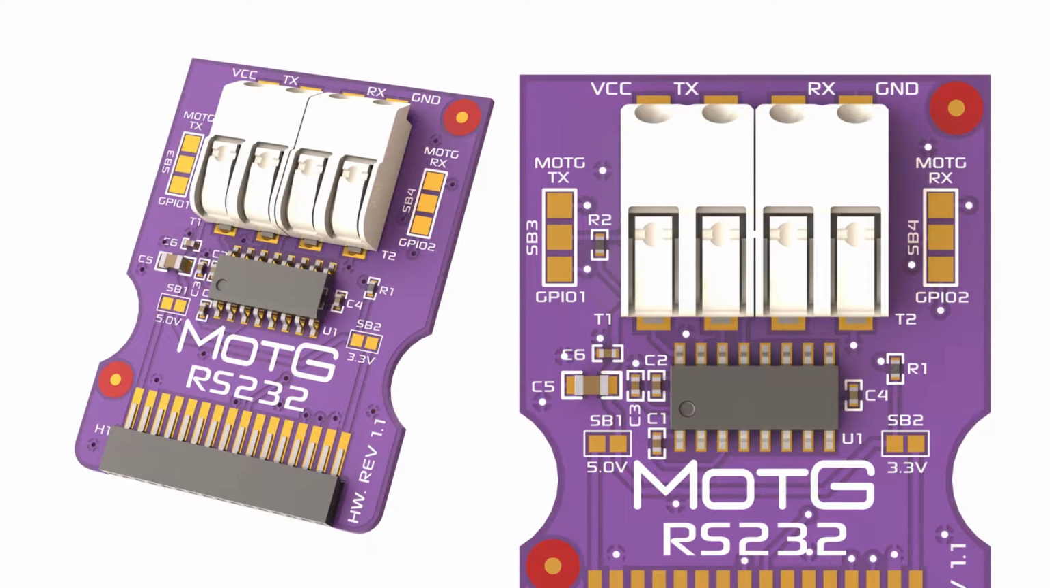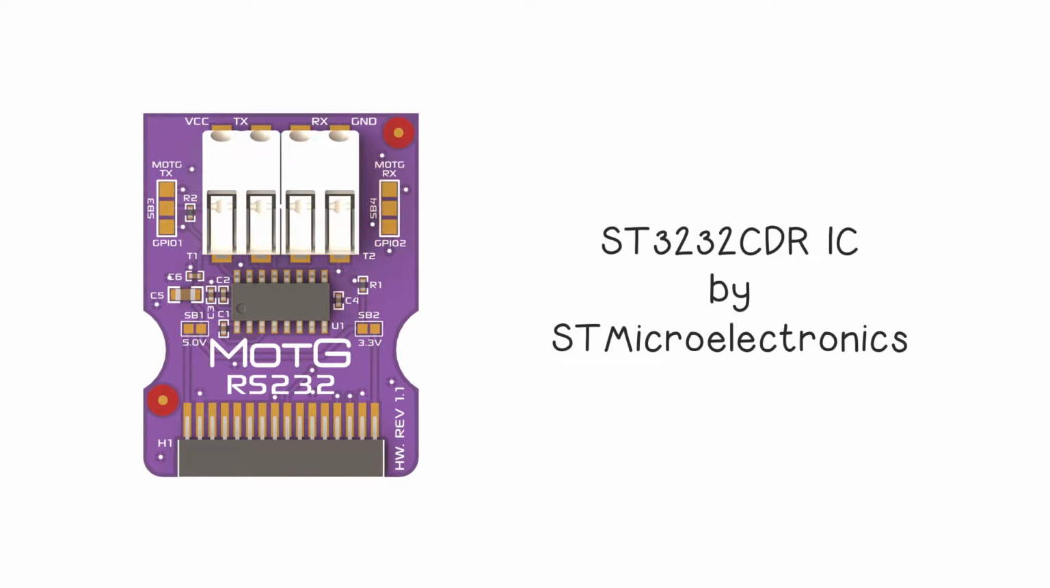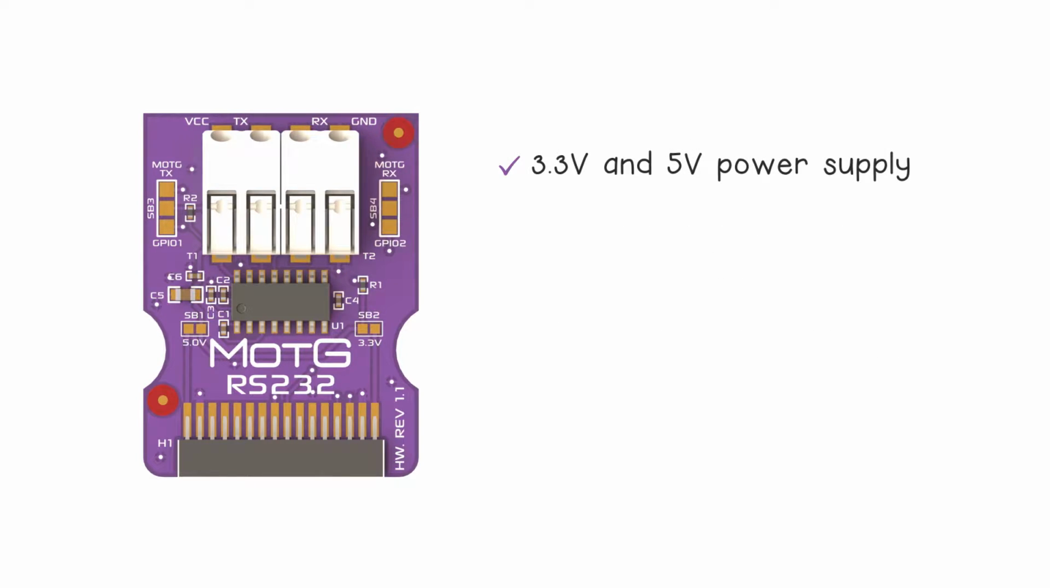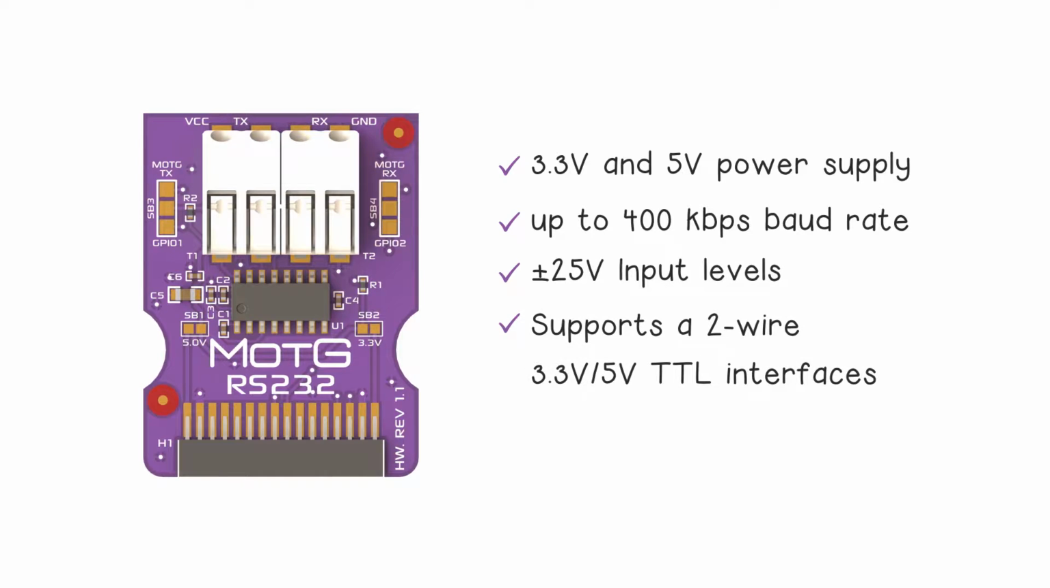The MOTG RS-232, designed by 4D Systems, is a low-power, high-speed, low-cost solution for incorporating RS-232 serial communication into your design. It features the ST3232 CDR IC by ST Microelectronics. It supports both 3.3 and 5V power supply, up to 400 kbps baud rate, plus or minus 25V input levels, and supports 2-wire 3.3 or 5V TTL interfaces. The dimensions are 28mm by 37.15mm.